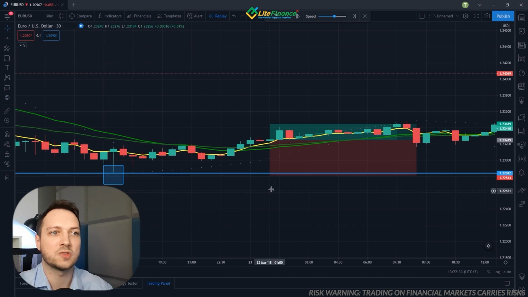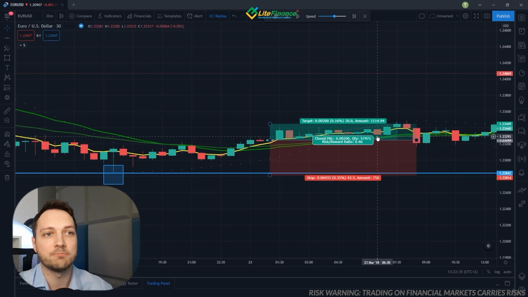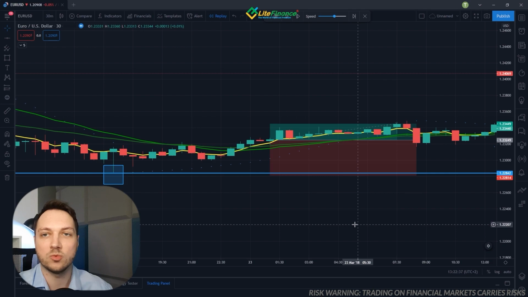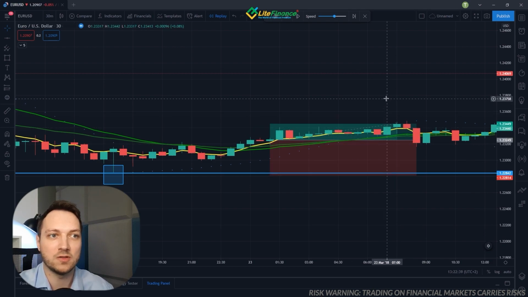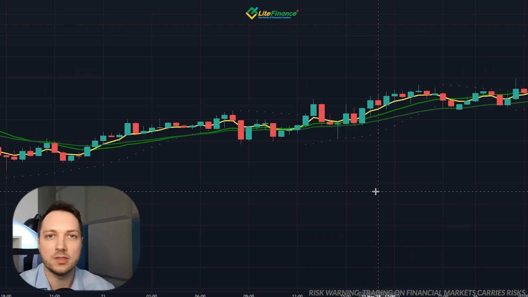Right here would be our stop loss, right? And as you can see, the take profit was executed in this particular example also. So there is also one thing I need to mention about the backtest I did.